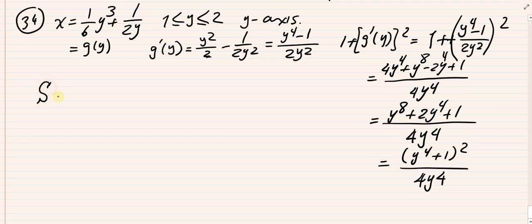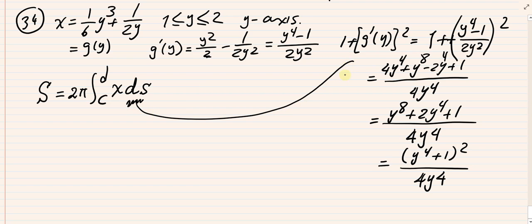The formula for surface of rotation or revolution about the y-axis was 2 pi integral from c to d of x ds, where x is the distance from the y-axis to the curve. That would be like the average radius. ds is the differential of arc length, right? ds would be the square root of this expression. And now we're good to write this one.